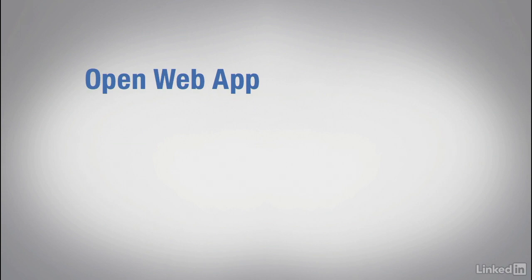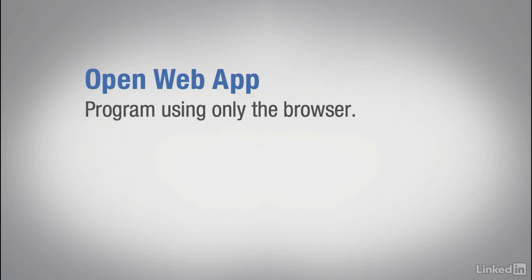Open web apps. Earlier this year, both Mozilla and Google launched browser-based mobile devices, meaning that there is no operating system on the device. The browser, such as Firefox or Chrome, acts as the operating system. For these devices, you'll be building what is called an open web app in HTML5, CSS, and JavaScript.